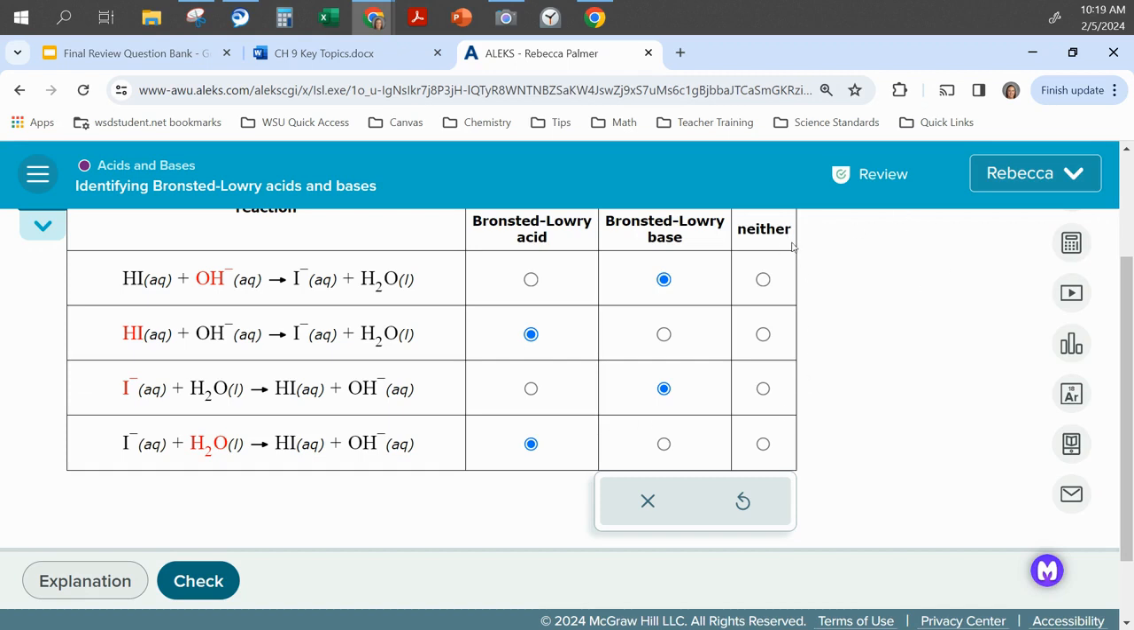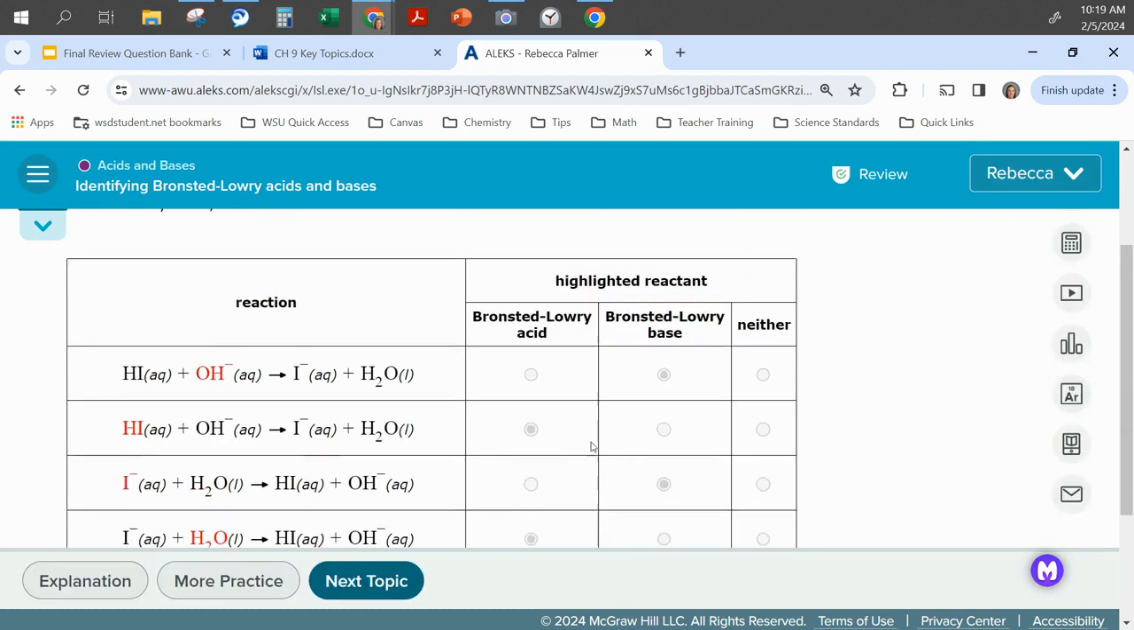Don't pick neither. If it wasn't there, it'd be like NaCl. It splits into Na and Cl. There's no hydrogens. No acid-base stuff going on. Okay, let's do another one.